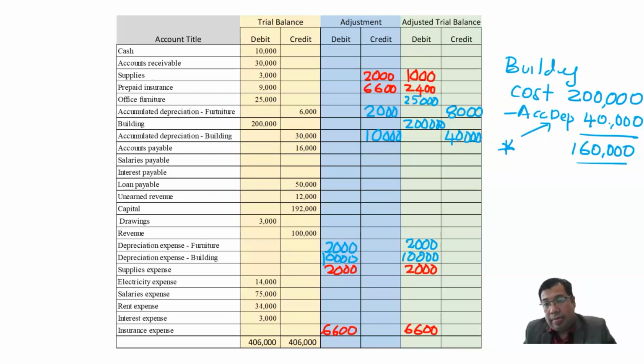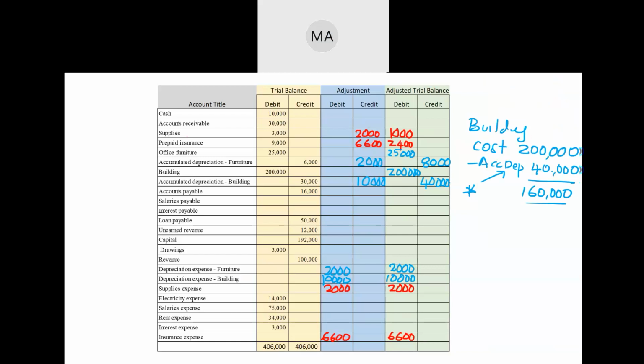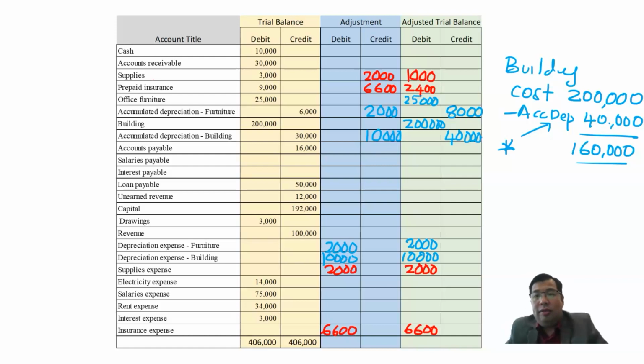Sir, I have one more question. I forget the meaning of residual value. Can you please explain it a little bit? Okay, residual value, I'm going to explain after this, after I finish all this. Okay, sir. Thank you. Okay, sure.